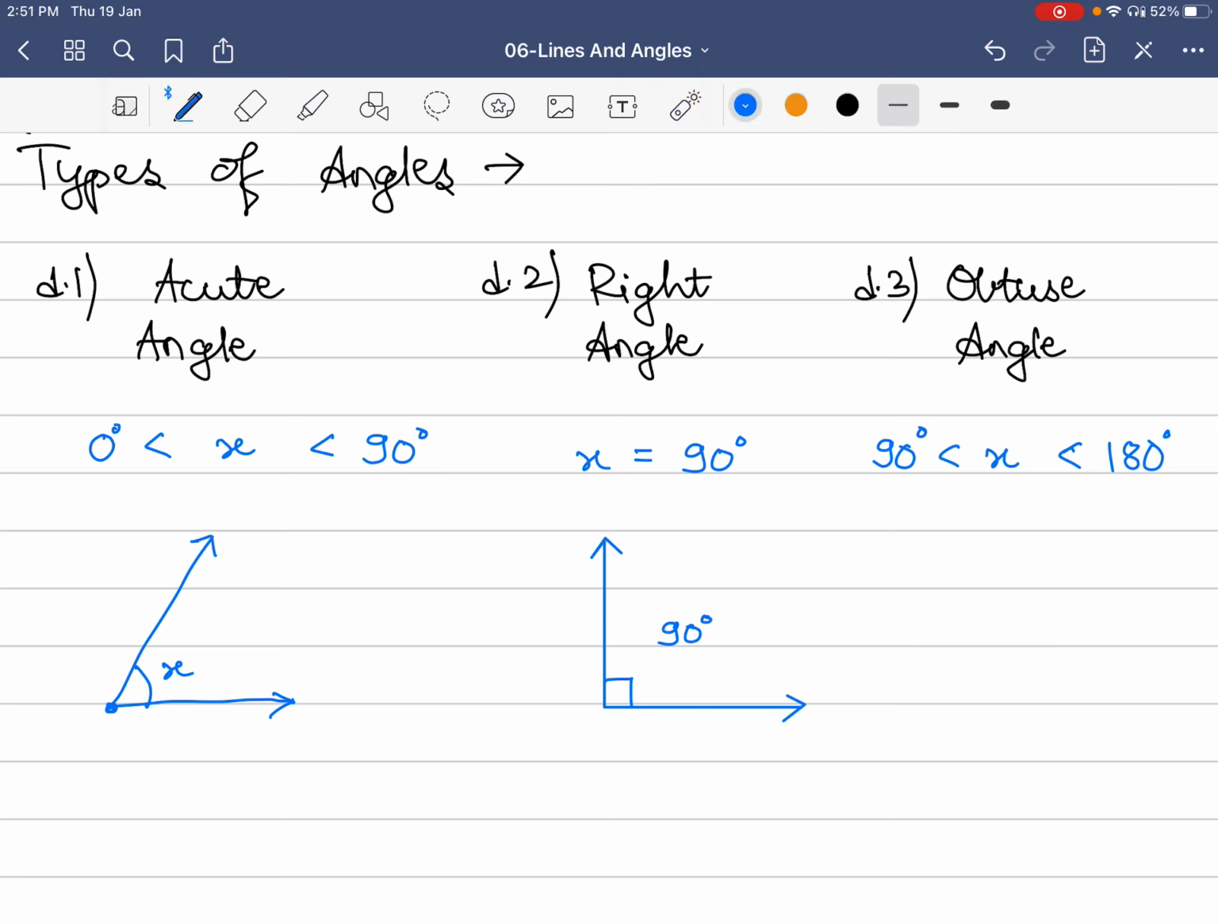So diagrammatically it will look something like this. Here this x is that x which is greater than 90 degree and less than 180 degree. So these are three very simple definitions of angle: acute angle, right angle, and obtuse angle, based on the measure of an angle.